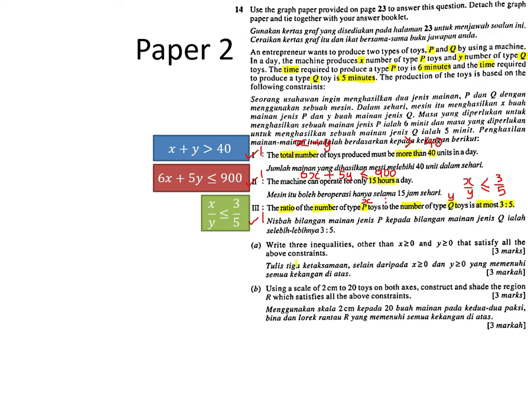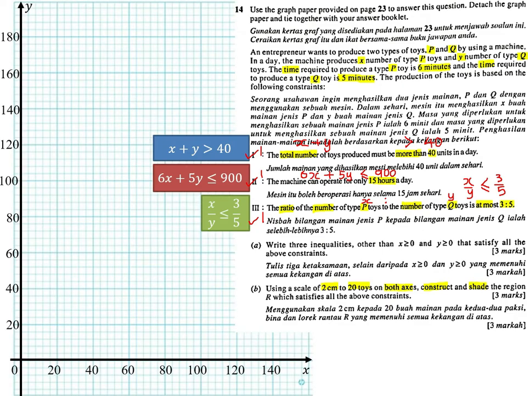Next, using a scale of 2 cm to 20 toys on both axes, construct and shade the region R which satisfies all the above constraints. Every 2 cm gives you 20, so I label 20, 40, 60, 80, 100 and so on. For the first graph, I refer to y equals negative x plus 40.